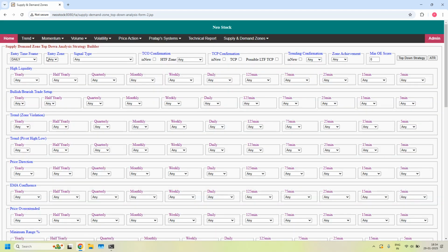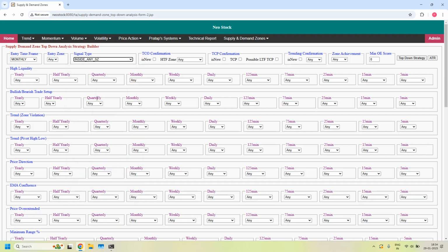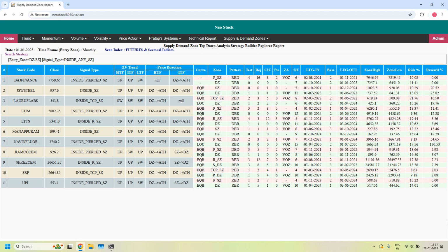Next, monthly time frame. Price closed inside the monthly supply zone. We got 11 stocks. Out of these 11, how many monthly supply zones are having monthly EMA confluence?